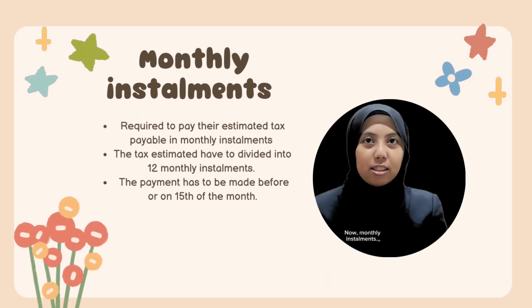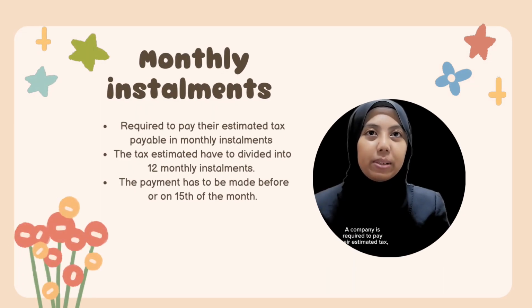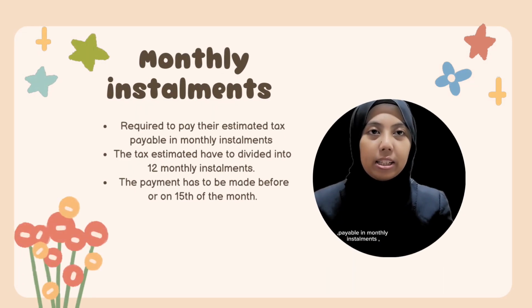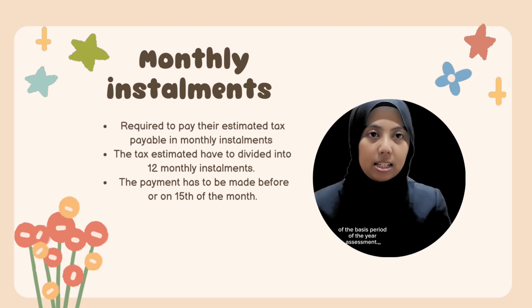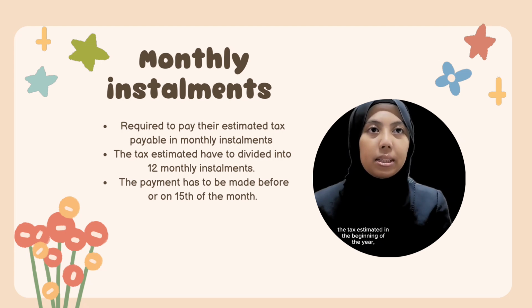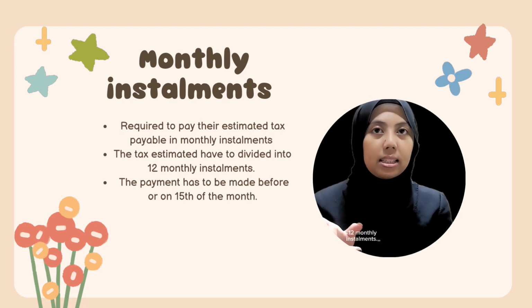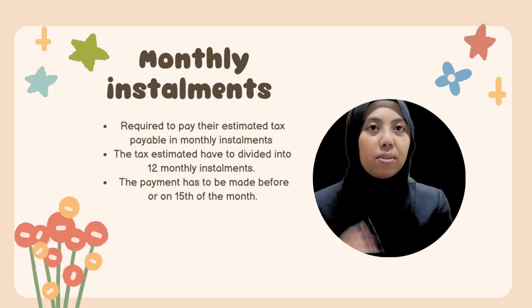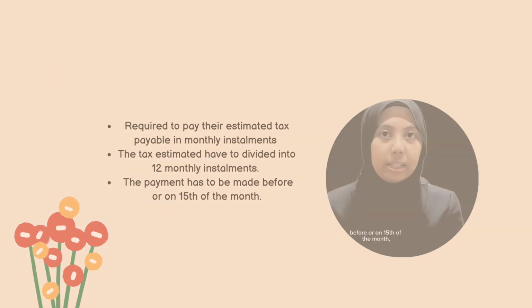Now, monthly installment. A company is required to pay their estimated tax payable in monthly installments starting on the second month of the basis period of the assessment. To know the amount paid for monthly installment, the tax estimated in the beginning of the year has to be divided into 12 months, and the payment has to be made before or on the 15th of the month.